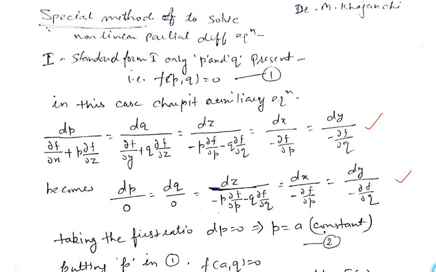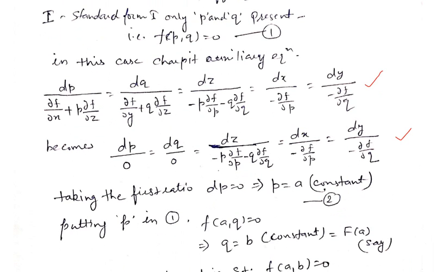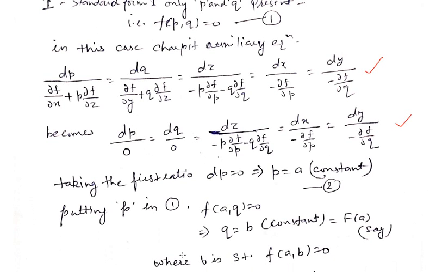Now to find an integral we have to choose two fractions to get some relation between p and q, but as the denominator is 0, the numerator will give a relation between p and q only. So let's take the first fraction to find a relation in at least one of p and q. When we take dp upon 0, it means the numerator is equal to 0, dp equals 0. It gives us p equals a, where a is some arbitrary constant.